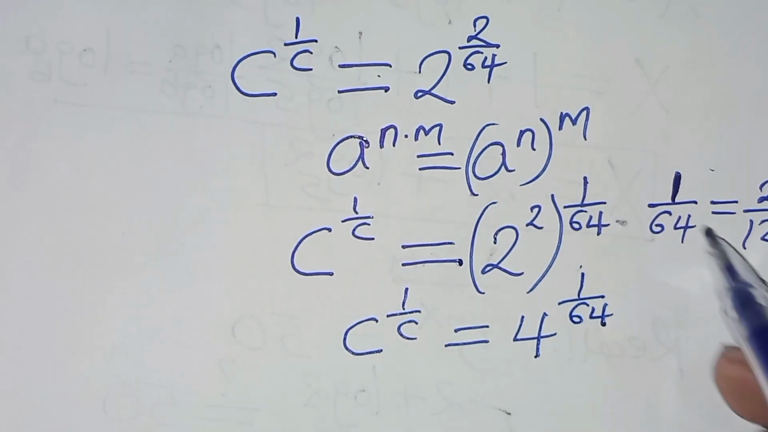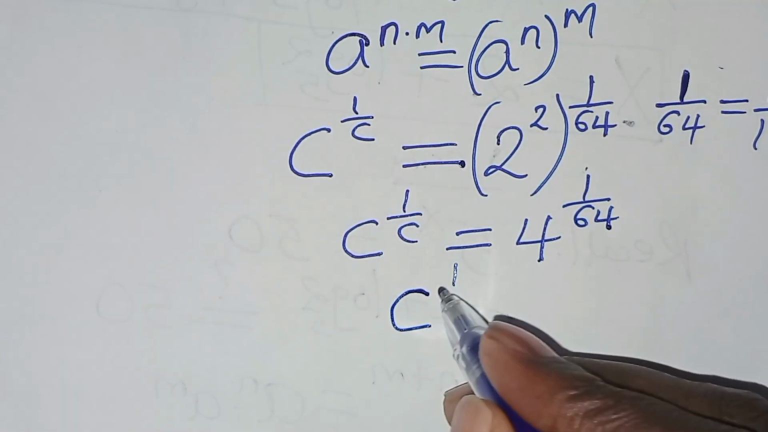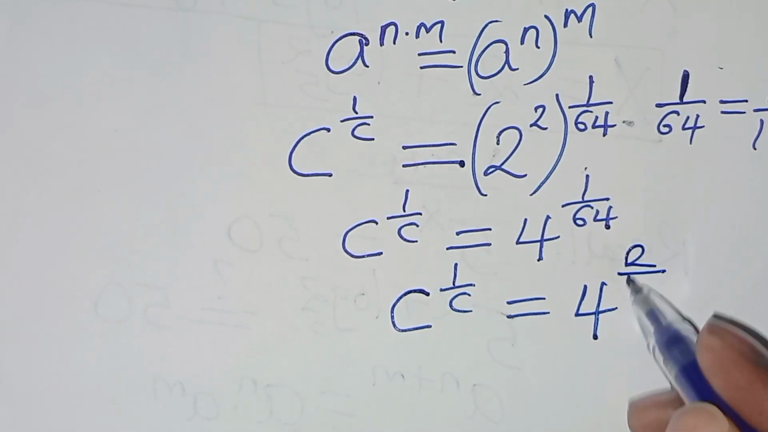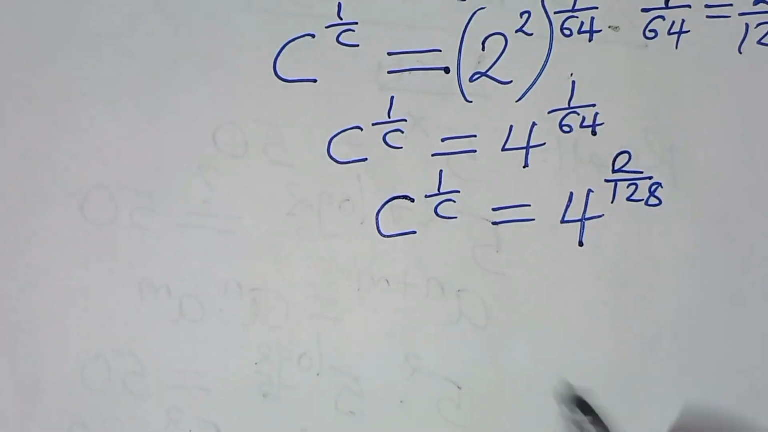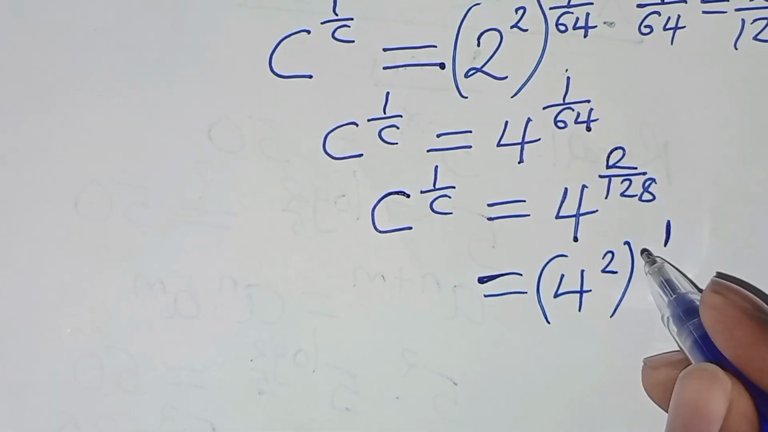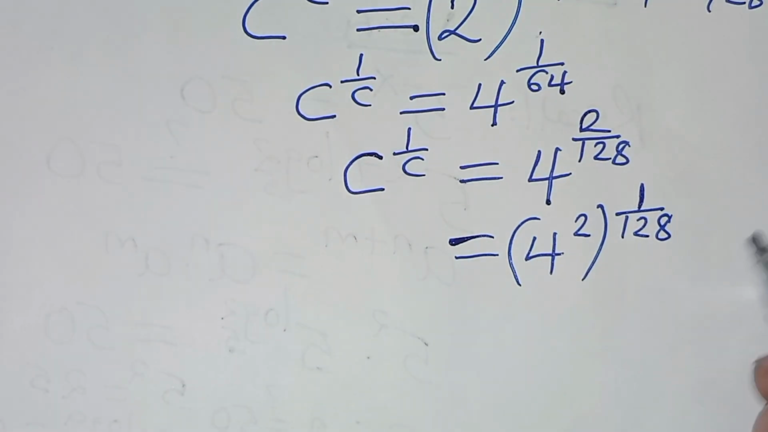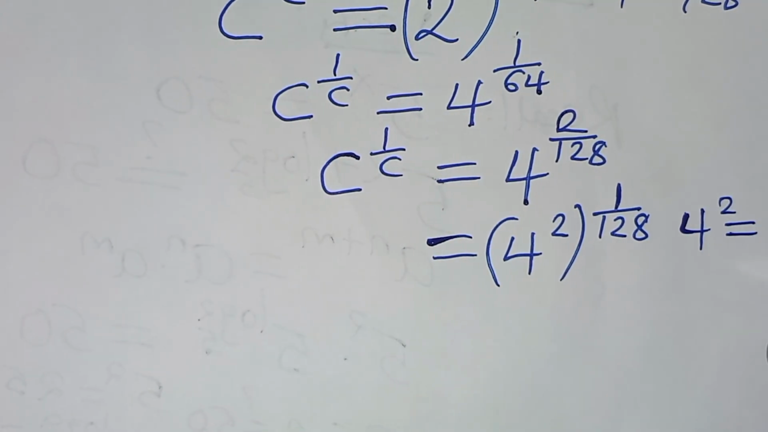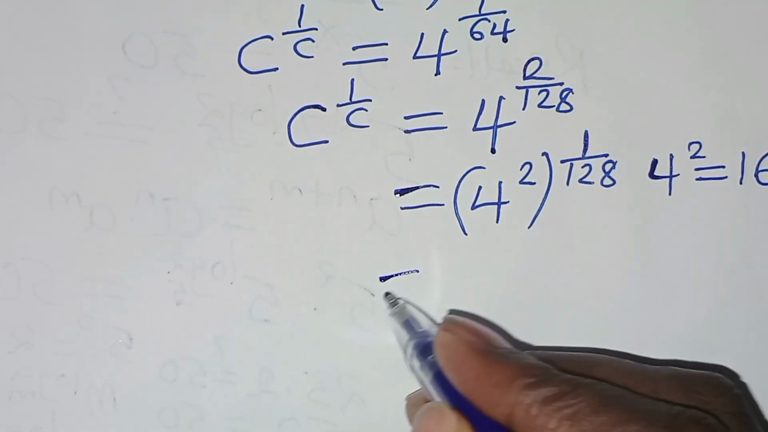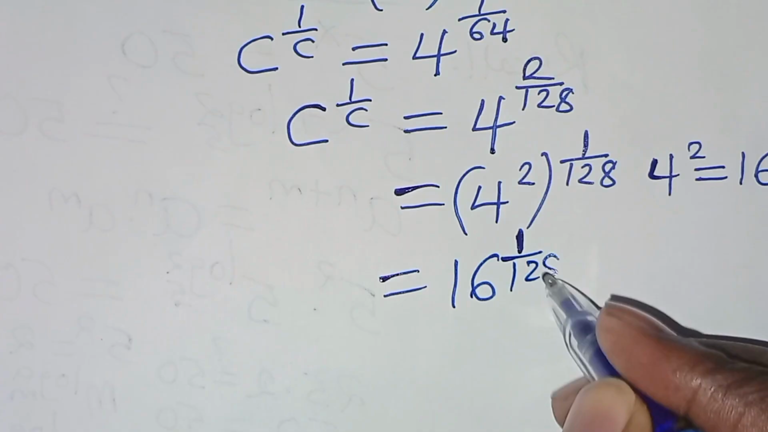But 1 over 64 is the same thing as 2 over 128. So here we'll have c to power 1 over c. This is equal to 4 to power 2 over 128, which you can express as 4 to power 2 raised to power 1 over 128. Now 4 to power 2, this is equal to 16. So here we'll have 16 raised to power 1 over 128.